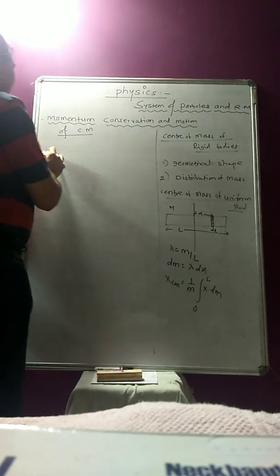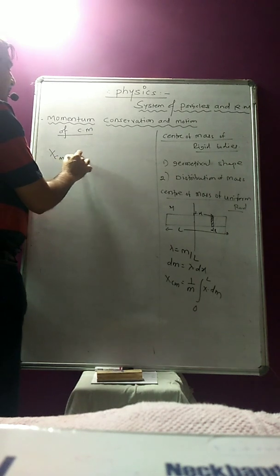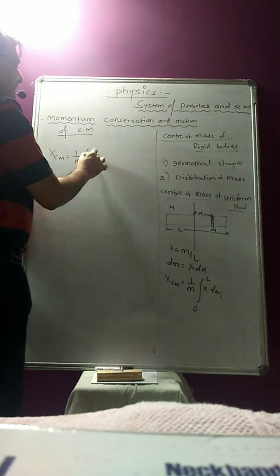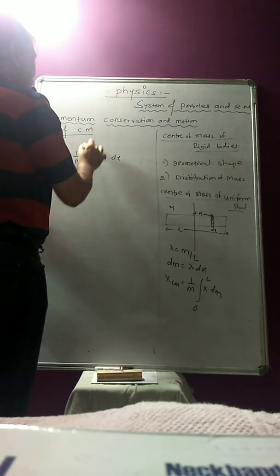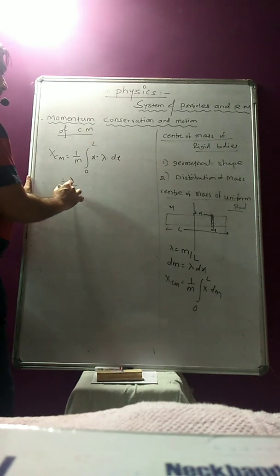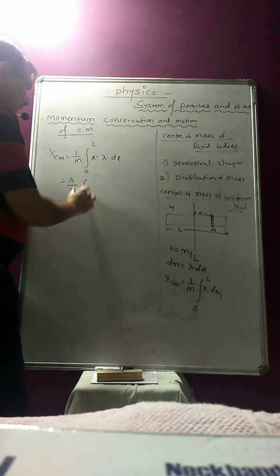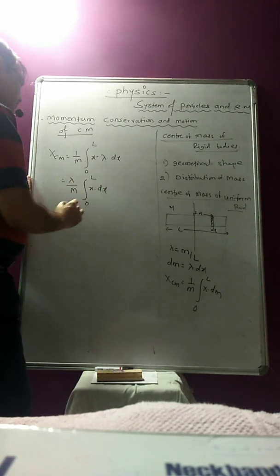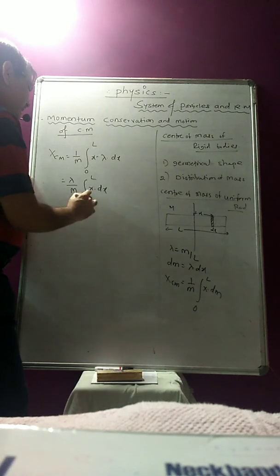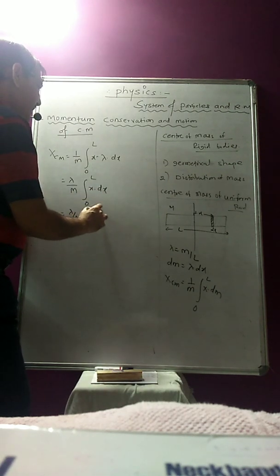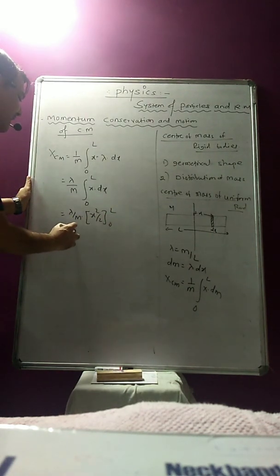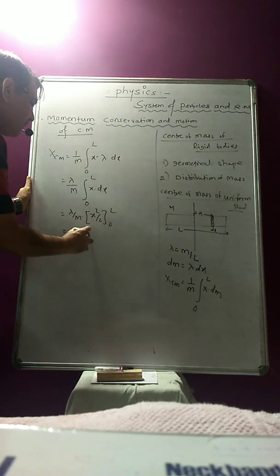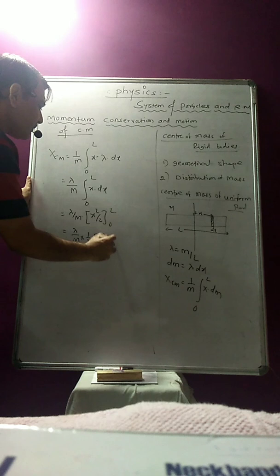So x center of mass is equal to 1 upon m into integral of x into dm. What is dm? Lambda into dx, and the limits vary from 0 to L. If I take lambda out, lambda by m integration of x into dx, with limits from 0 to L. So lambda by m into integration of x, which will be x square by 2, limits from 0 to L. Then lambda upon m into 1 by 2, and I put L square minus 0.